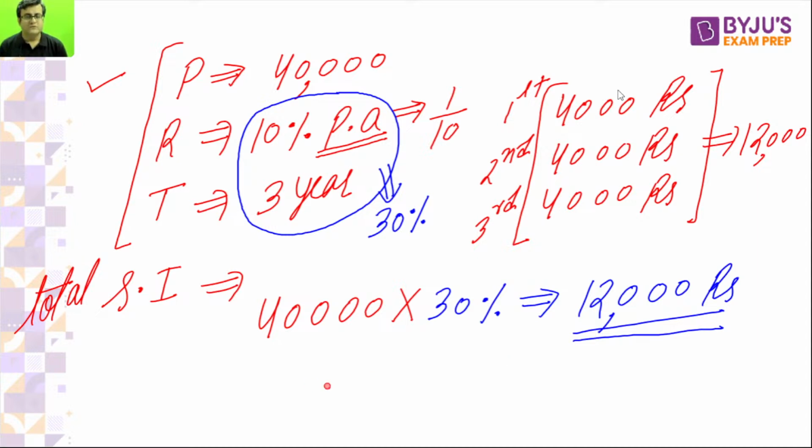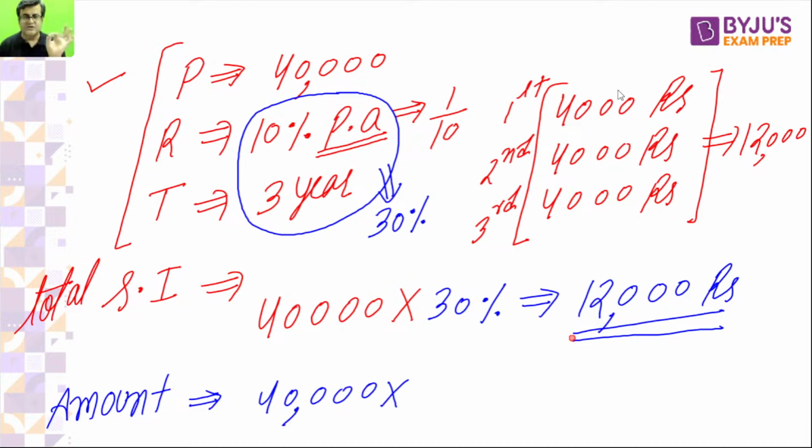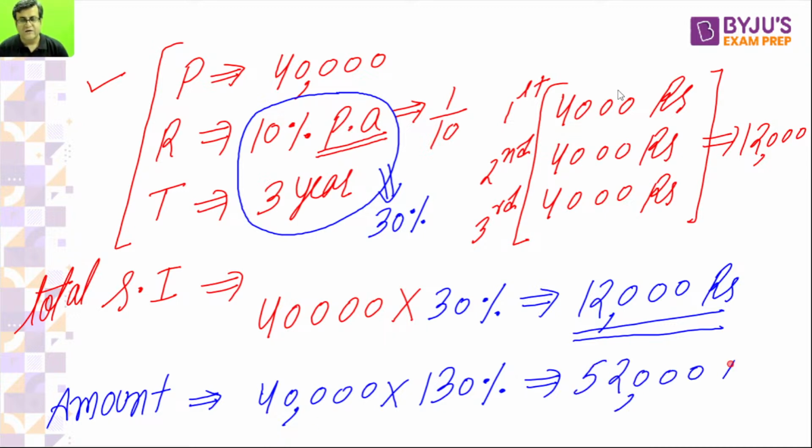Okay. Now if I talk about the amount, if 40,000 is the principal and 30% is the interest, either you can find 30% first, which is 12,000, and add it to 40,000 to get 52,000. Or you could do one more thing: directly find 130% of 40,000, because 30% is the interest. 130% of 40,000 means 13 into 4 is 52. So 52,000 rupees is the total.